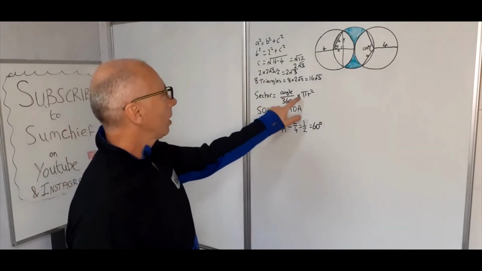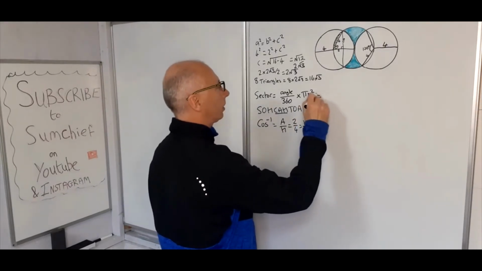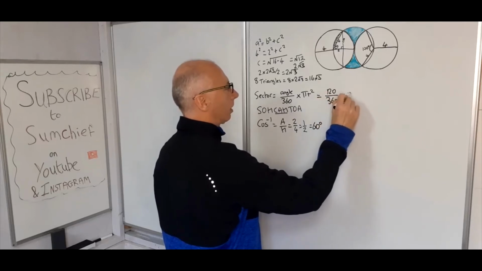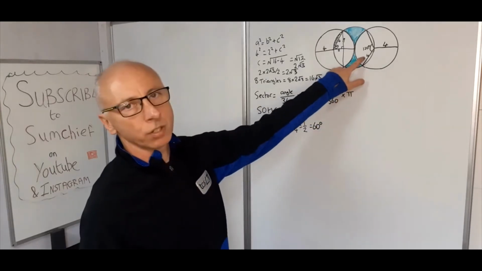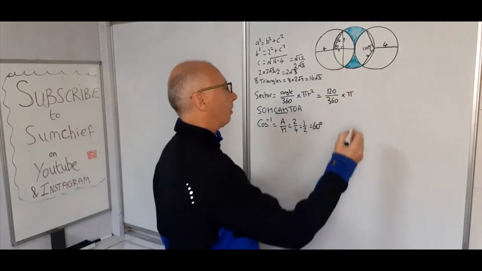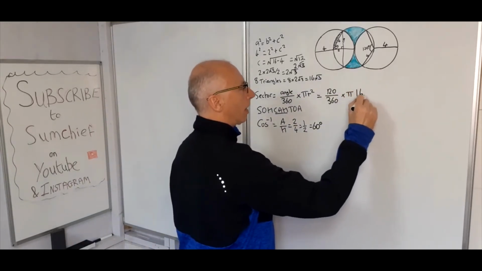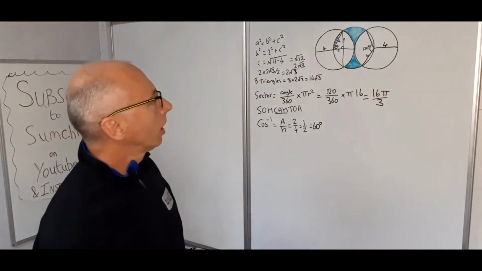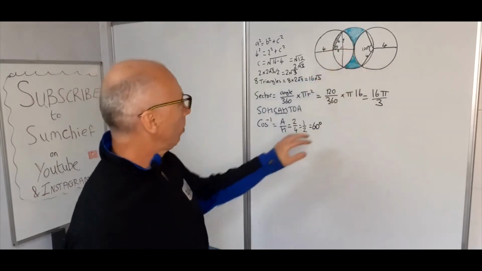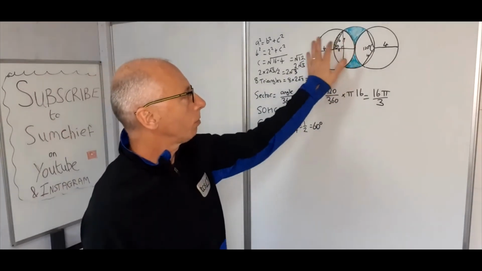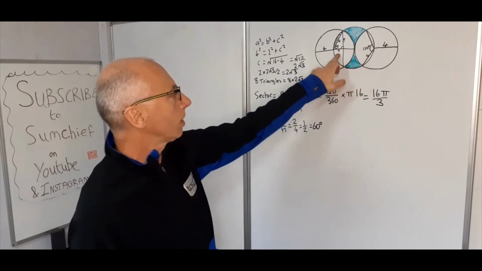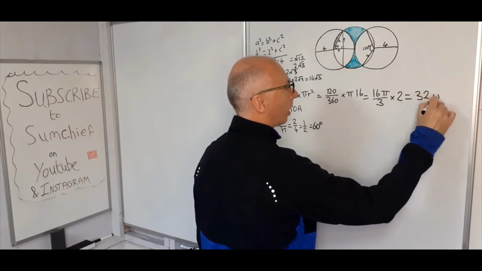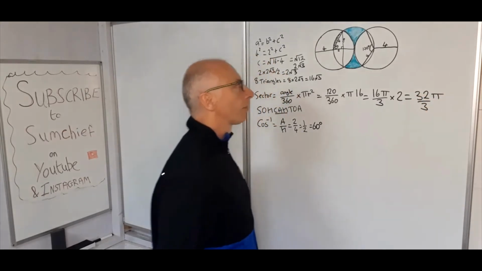Okay, so now on to this sector formula. Angle is 120 divided by 360 times pi times the radius squared. So 4 squared is 16. So that equals 16 pi over 3. Okay, now just to make sure we're on course here with the 8 triangles, working with both bits at the same time, we've got 2 of these sectors. So we times that by 2 and we end up with 32 pi over 3.